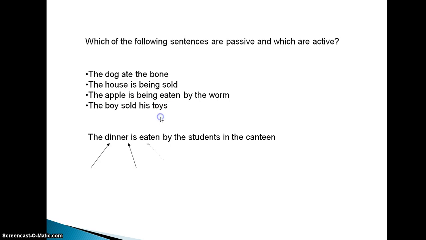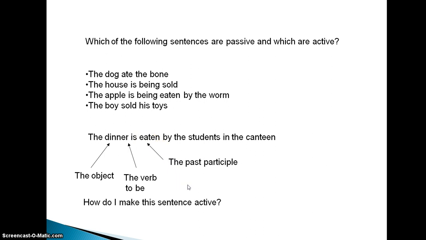So what is it made up of in English? So we've got the object, the dinner. The verb to be is, that's where it comes from. And then in English, eating is a past participle. So how to make this sentence active? Well, I know who's doing this action, so I can put students at the beginning of the sentence and rearrange the sentence so it makes it an active sentence.